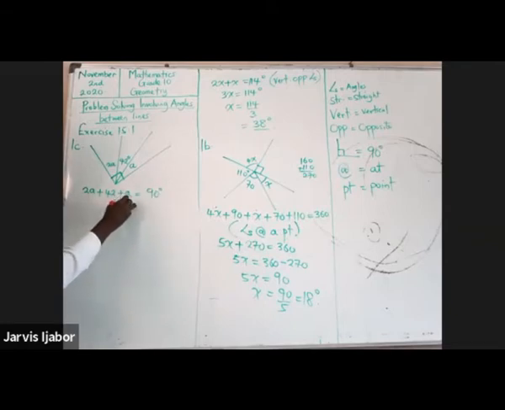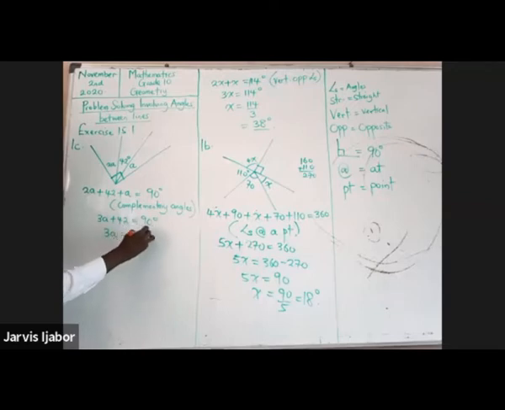What's the reason for that? Complementary angles. When angles sum up to 90, the angles are said to be complementary. So this plus this will give me 3A plus 42 equal to 90 degrees. So 3A will be equal to 90 minus 42. 3A will be equal to 48. A will be equal to 48 divided by 3, and that is what? 16 degrees.